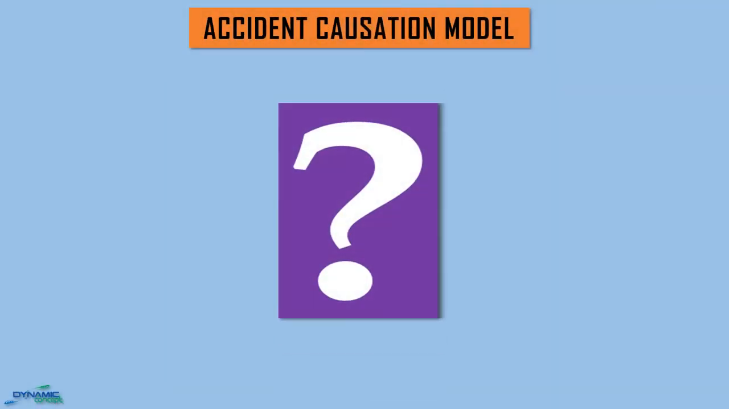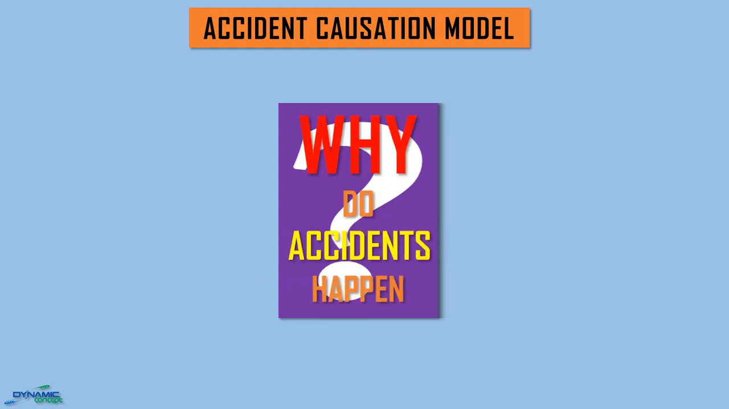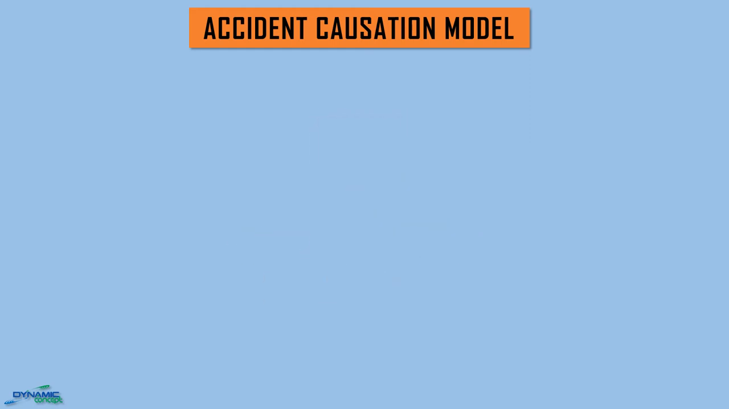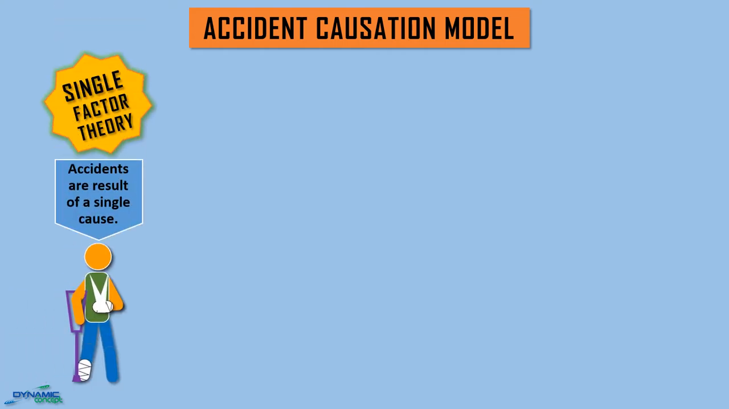For decades, people have been asking this question: why do accidents happen? Over the years, several theories of accident causation were introduced that try to explain why accidents occur. Single factor theory assumes that an accident is the result of single cause. Further, if that single cause can be identified and eliminated, the accident will not be repeated. The reality is that accidents always have more than one contributing factors.